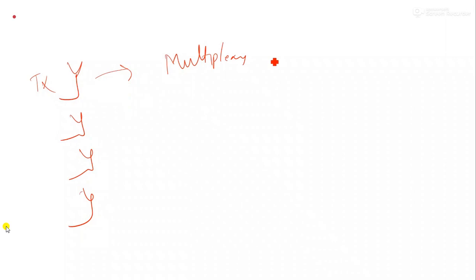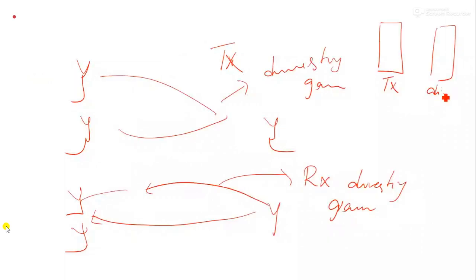So MIMO typically has two gains. One is called multiplexing gain. Multiplexing gain will always increase your throughput or your peak data rate. And one more gain is called diversity gain, which will not increase your throughput, but will increase your signal quality.